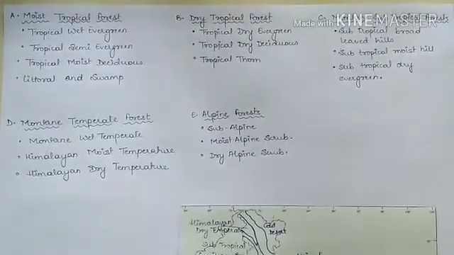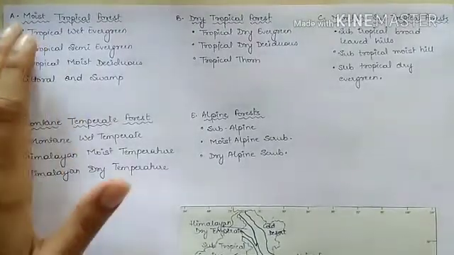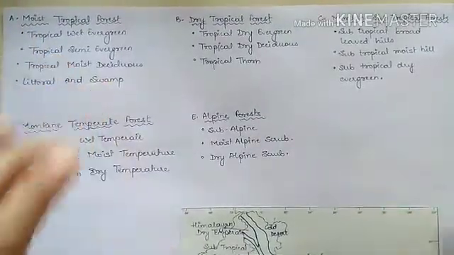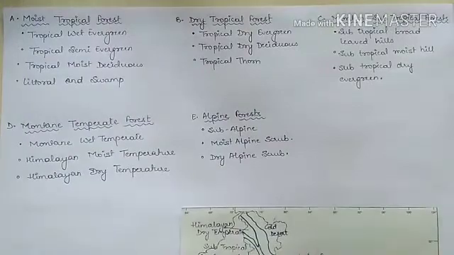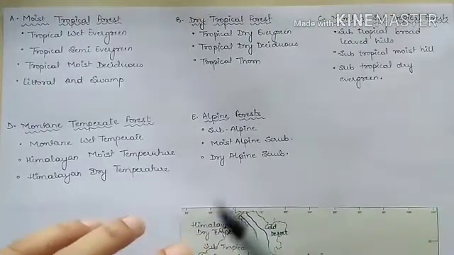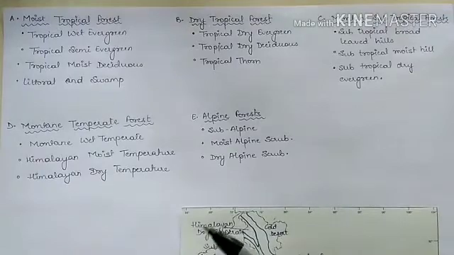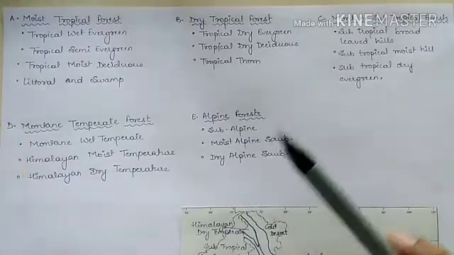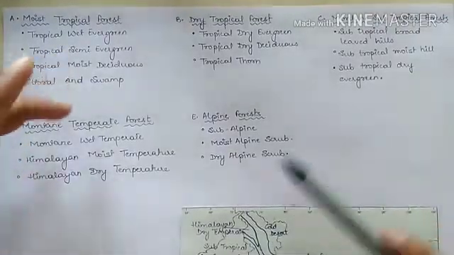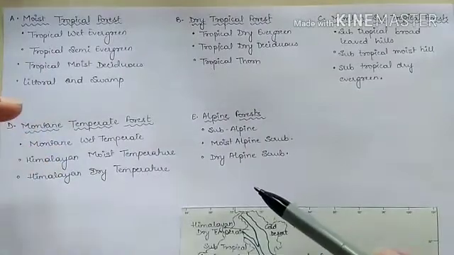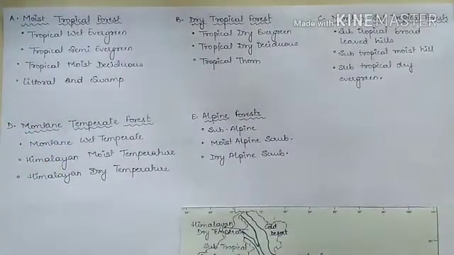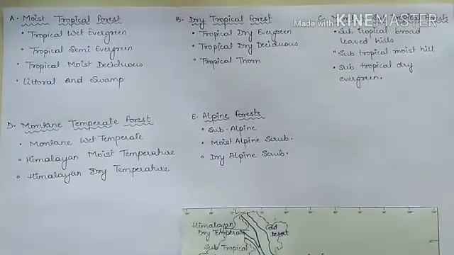The five main types of vegetation are moist tropical forest, dry tropical forest, montane subtropical forest, then montane temperate forest, and lastly we have alpine forest. So these are five broad categories. In these five broad categories we have 16 subdivisions in total, which are made for classification of forest.